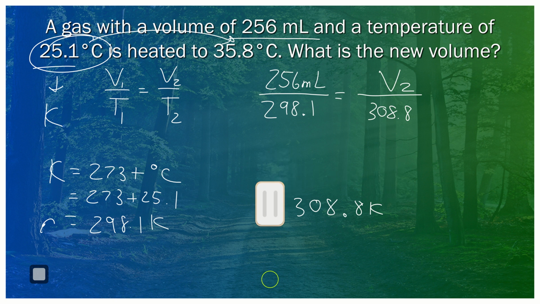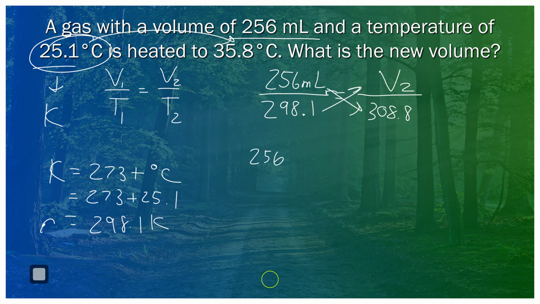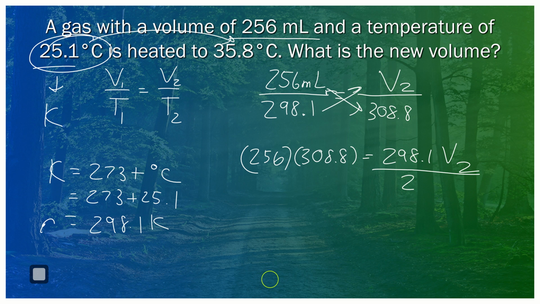How do I solve? There's plenty of different ways. Some people do cross multiply. If you know how to cross multiply, you can just do that and set up the equation. So we do 256 times 308.8 equals 298.1 V2, and then I'd be able to divide out 298.1. I'm going to just show it to you that way. If you want to choose a different way to do it, just get it right.